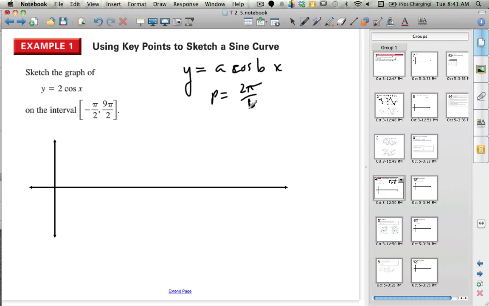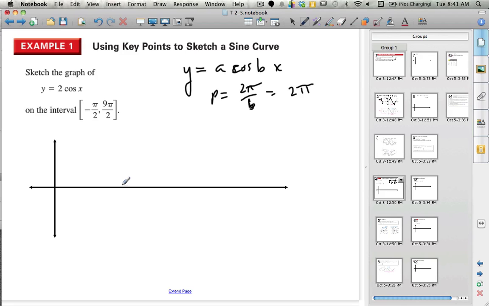2π divided by b. Okay, so if you look at b, b is the coefficient times x, that's, in this case, 1. So 2π divided by 1 would be 2π. Okay, so when we're talking about π/2, that's only 4π/2. So I'm going to start by putting in the period.